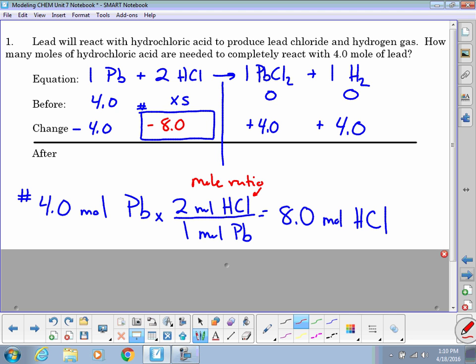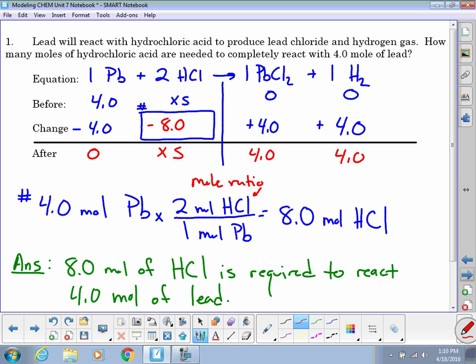I can then fill in my after line. It's going to leave me with 0, excess, 4 moles of lead 2 chloride, and 4 moles of hydrogen gas. So now I can answer the question. The question wanted to know how many moles of hydrochloric acid are needed to completely react. And the answer is 8 moles of HCl is required to react the 4.0 moles of lead.